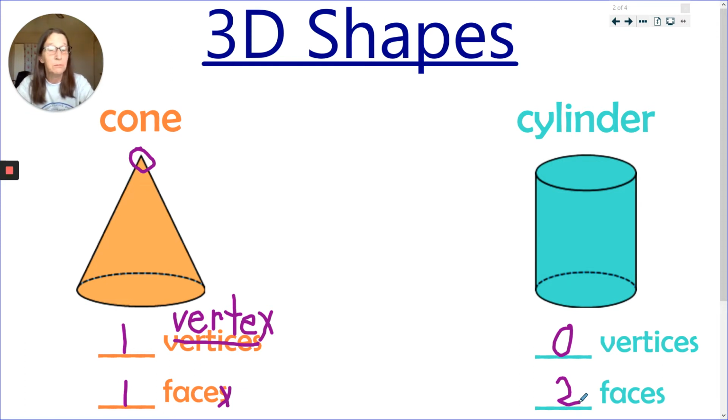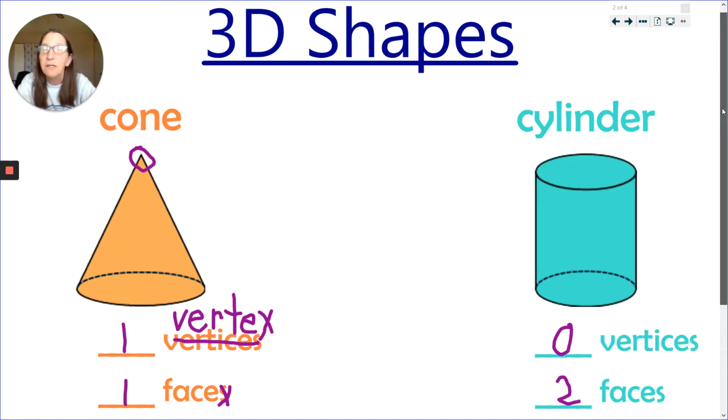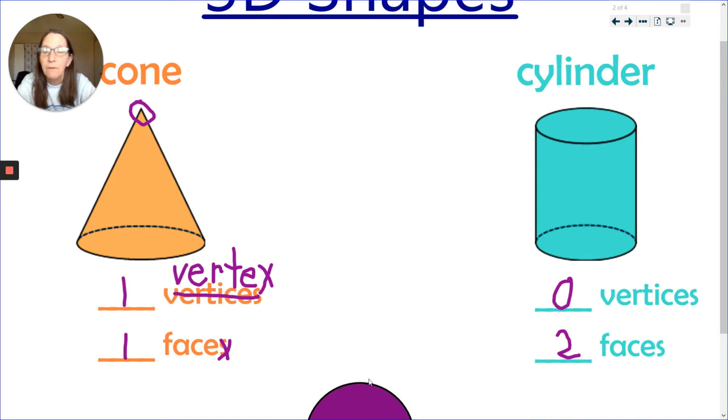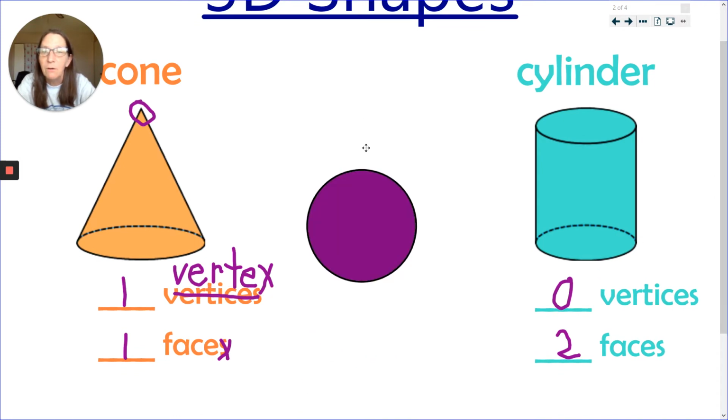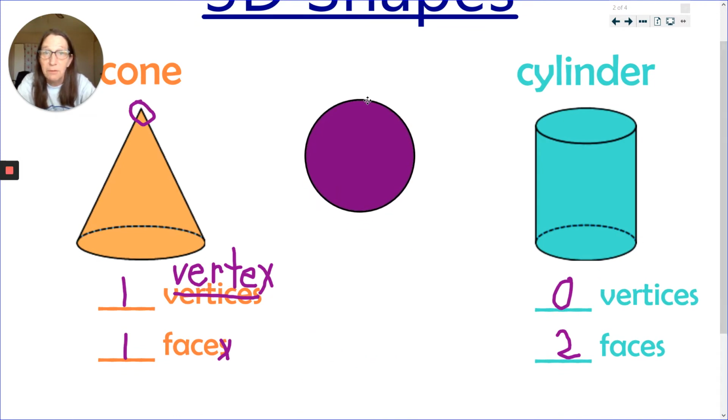Pretty simple, huh? So today we learned about our cone and our cylinder. And I want you to look very carefully at these, though, because there is something that's the same about both of them. Have a look real quick. See if you can spot something that is the same. I'm going to give you a minute. Do you see what it is? I'm going to give you a hint. Look right here. What is that shape? Do you remember?